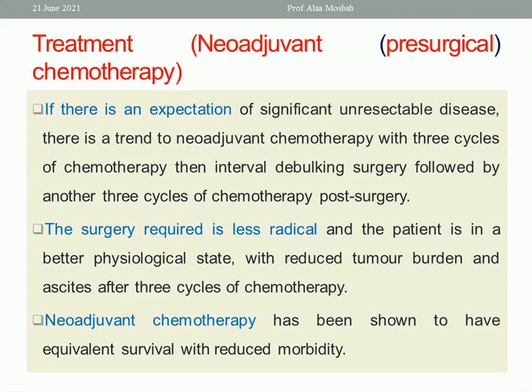So, in neoadjuvant chemotherapy, we will put the plan for the patient if we are expecting from the imaging technique that this is an advanced stage of ovarian carcinoma and the operation will be difficult. We can do the neoadjuvant chemotherapy by giving 3 cycles of chemotherapy before surgery, then do debulking surgery, then continue with another 3 cycles of chemotherapy post-operative.